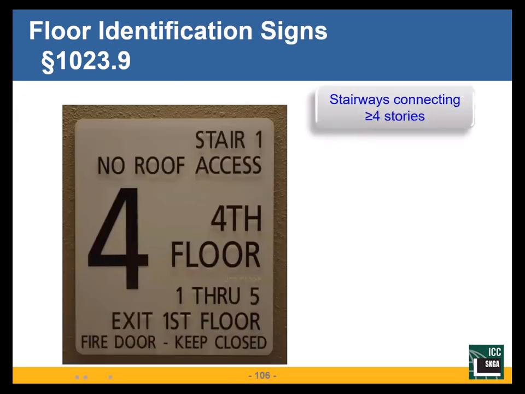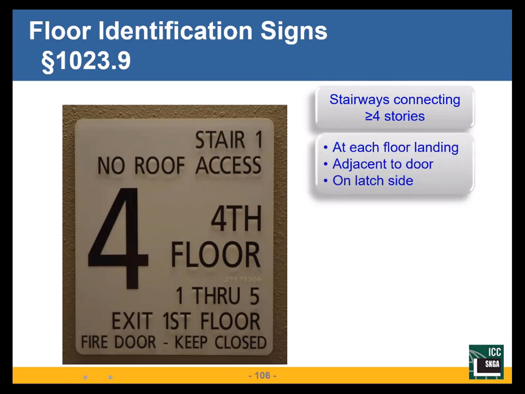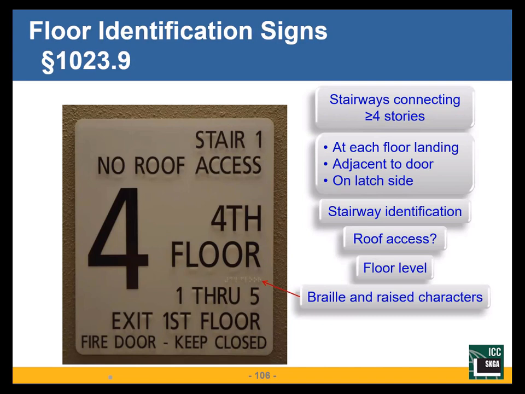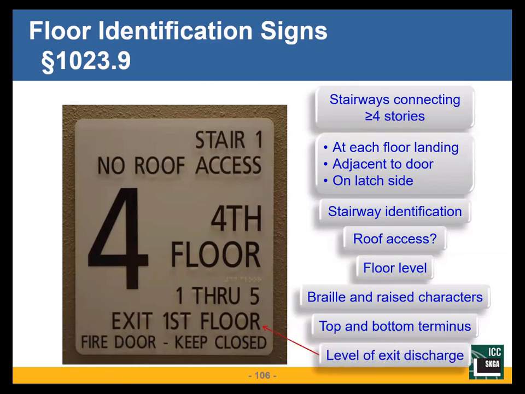When I have stairs that connect more than 4 floors, I have to have signs that identify the stair, identify whether I have roof access, and what floor I am on. It's going to read that in Braille and raised, and the rest of this is raised characters. What floors does this stairway serve? Where's the level of exit discharge? That's my required sign when I have 4 stories or more in a building.